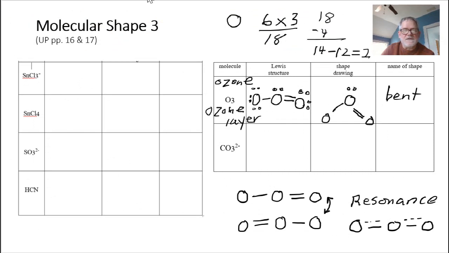Okay, here's a couple of problems. Let's try this one right here, SnCl3. So Sn is tin, and Cl is chlorine. But there's three of them. Notice that there's three of them. So there's tri for 3, chloride. We always end it in ide.